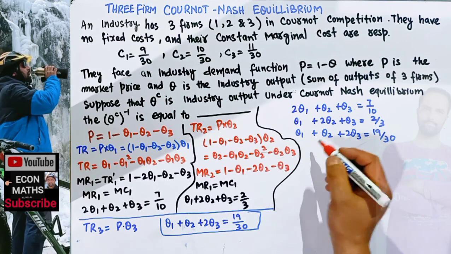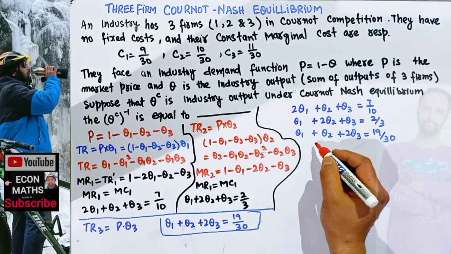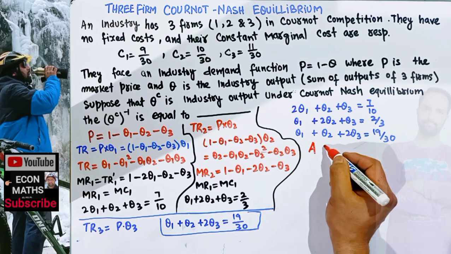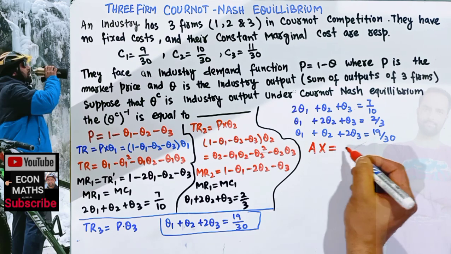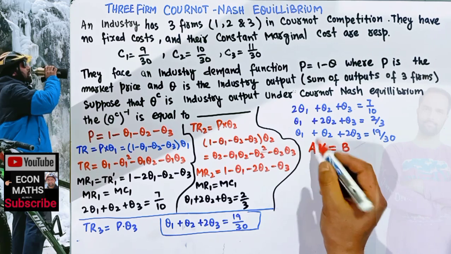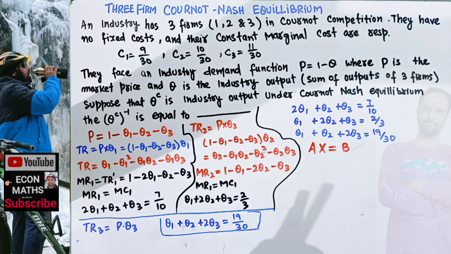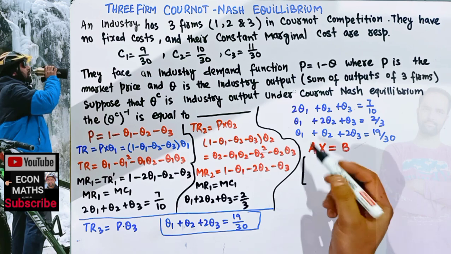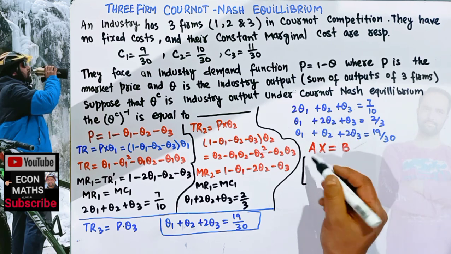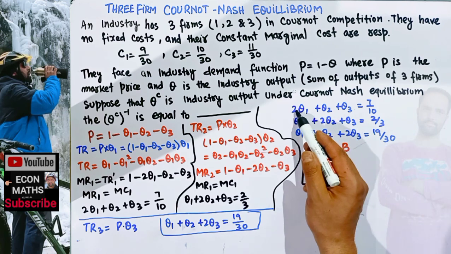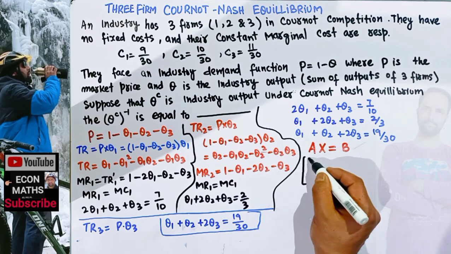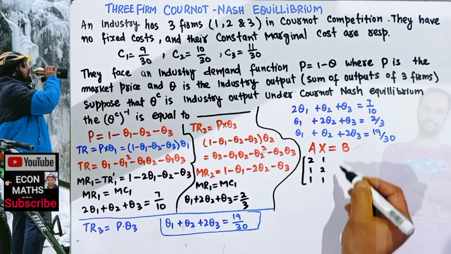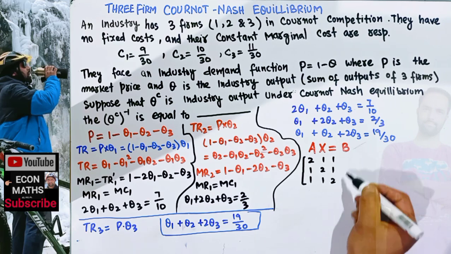We write it in matrix form in such a manner that A times X is equal to B, where A denotes the coefficient matrix, and let me write it here. So what will be the coefficient matrix? That means the coefficients of Q1, Q2 and Q3. So the coefficient of Q1 is here 2, here 1 and 1. So I can write 2, 1, 1. Then we have 1, 2, 1. Then we have 1, 1, 2.